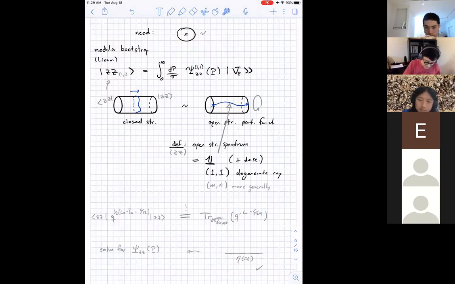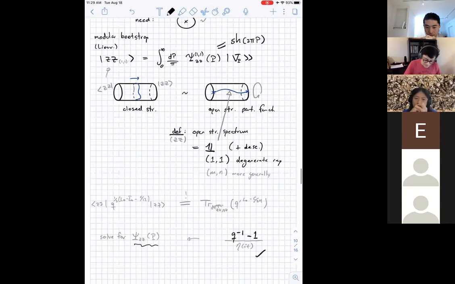And from this, from the open string point of view, we're computing a trace. So we know this because it's just something like this. And since we know the right-hand side, then we can deduce what this function is from the left-hand side. So without doing the analysis, I'll tell you the answer, that this is just a sinh 2 pi p from this definition.